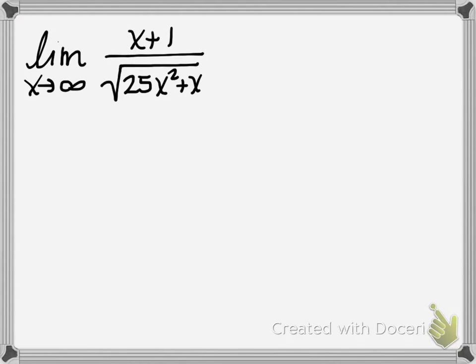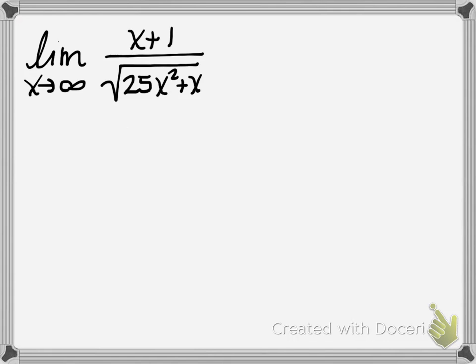In this example, we are computing the limit as x approaches infinity of x plus 1 divided by the square root of 25x squared plus x. So for this limit to infinity, we're going to use the algebraic technique where we divide by the highest power of x that occurs in the denominator.